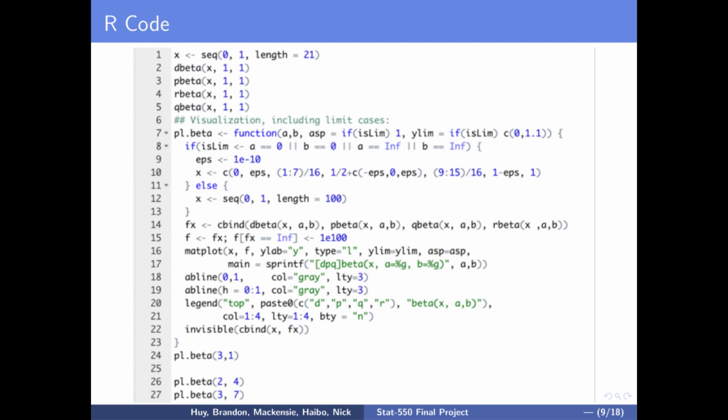The code is set up for inputs a and b as the inputs for the beta function. The function will make a sequence for x. It will then create data points for the density function, CDF, quantile function, and generate random numbers adhering to the specified beta function. It then plots the data. Below the pl.beta function are calls to the function. This generates the plots that can be seen in the following slides.